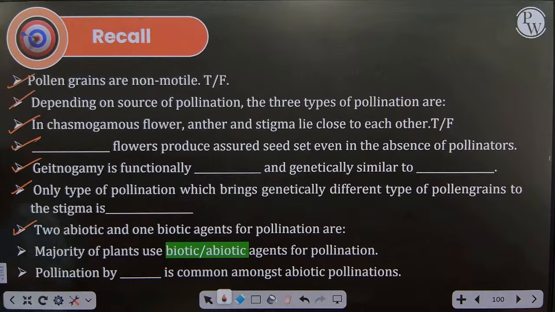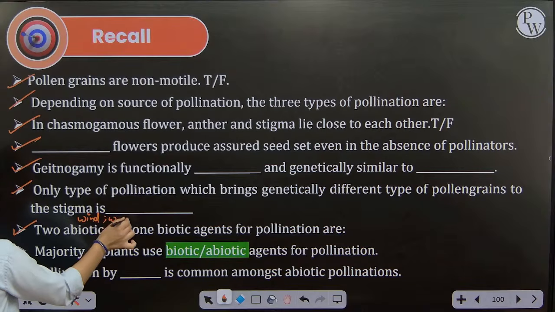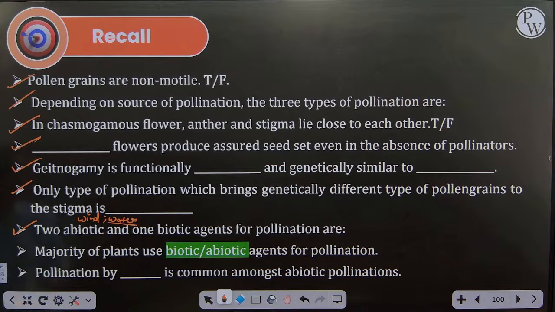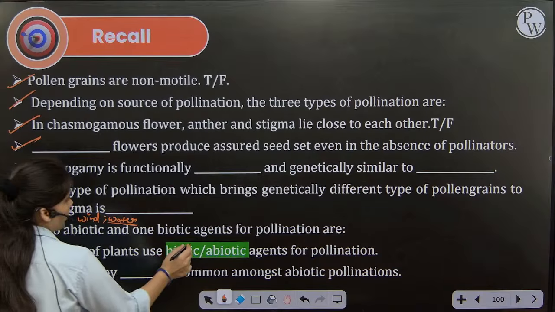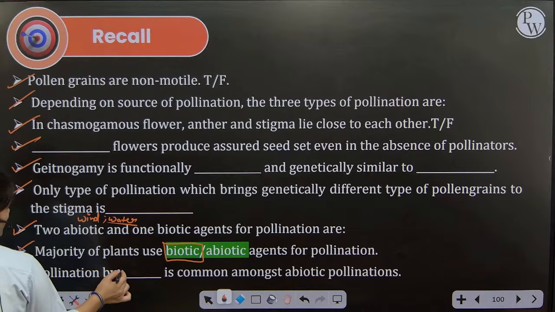Two abiotic and one biotic agent. Abiotic are wind and water. Biotic can be animals, and we already discussed that. Majority of plants, they use which agent for pollination? Biotic. Pollination by dash is common amongst abiotic pollination. Pollination by wind or water? Wind.